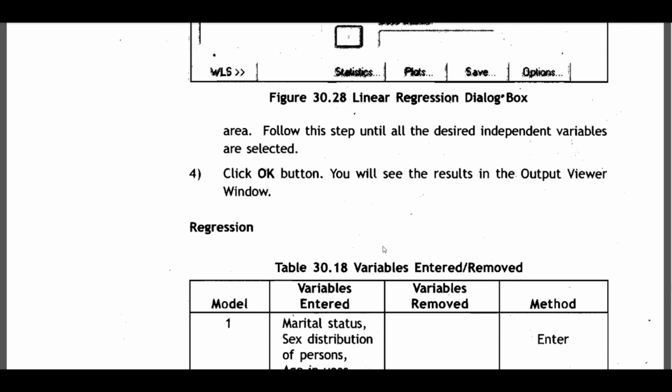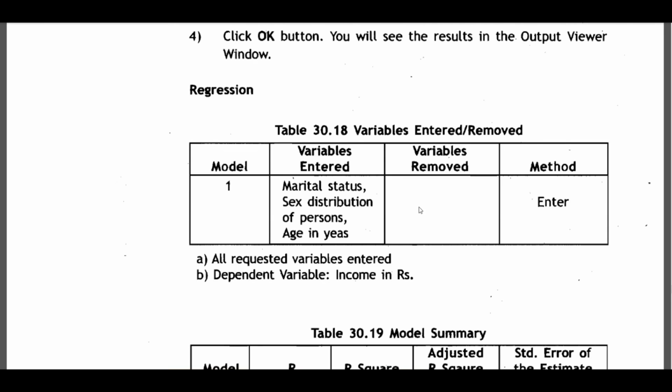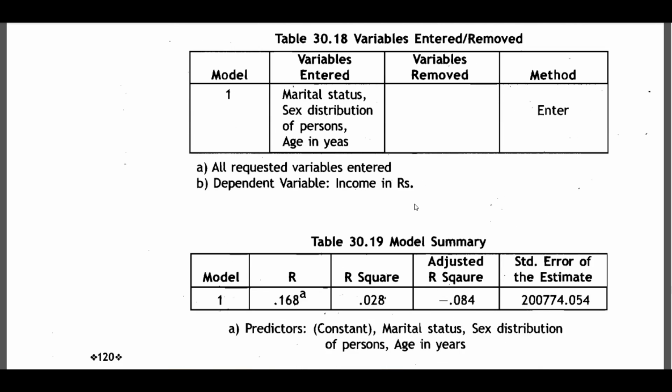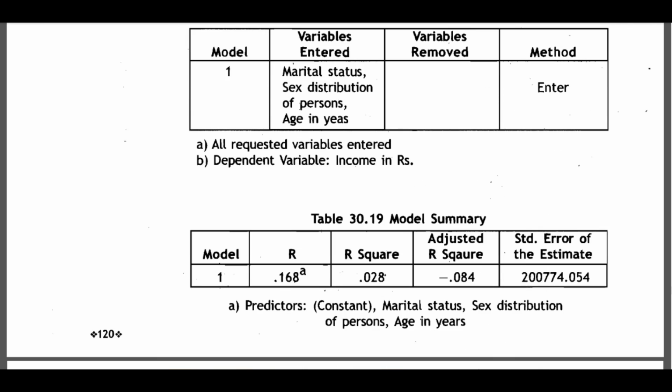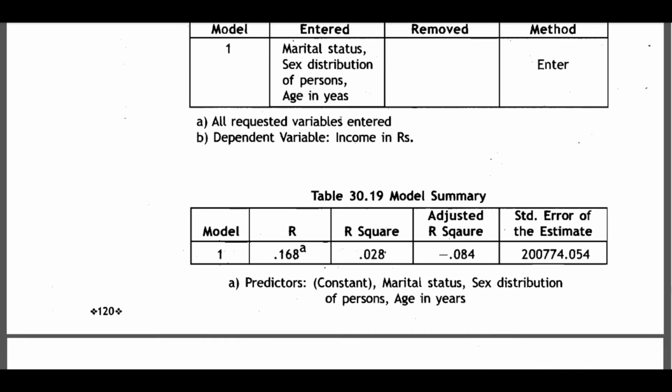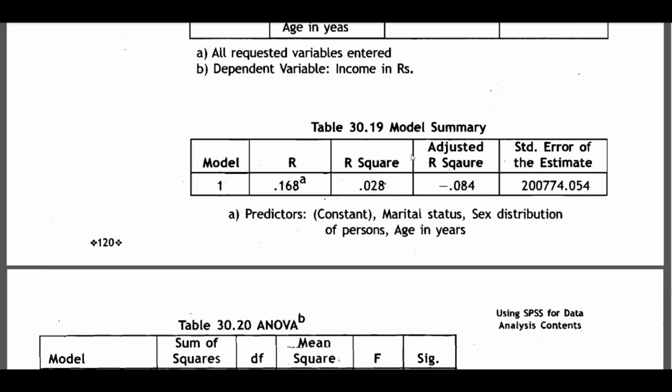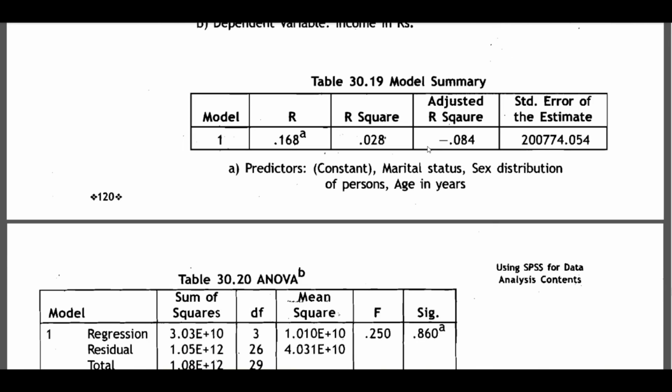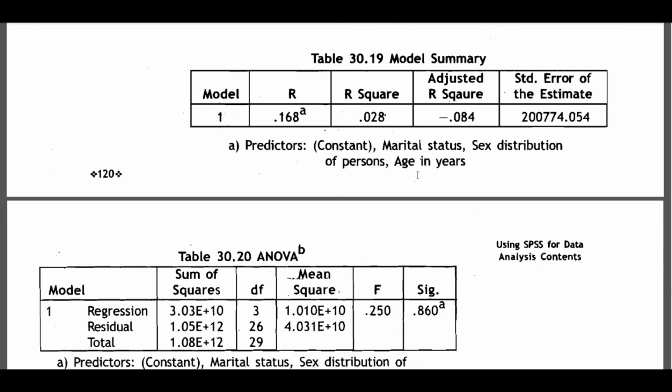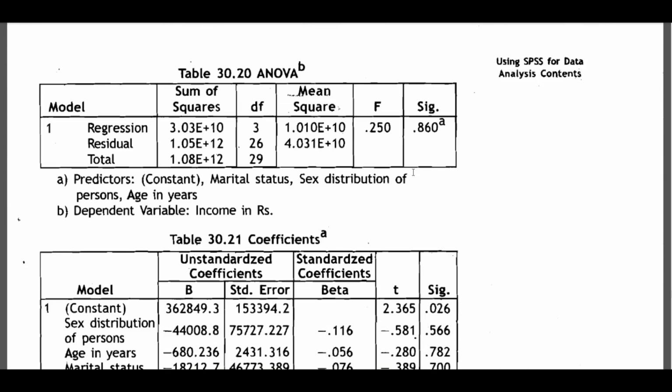Click the OK button, and you will see the result in the output viewer window. So the variables in the model: this is marital status, sex distribution of person, age in years. These are the variables. So in the model summary, you will get like this. So those are the different values.